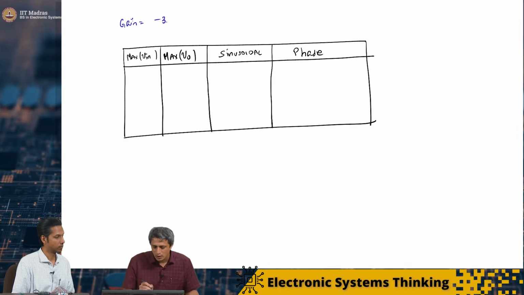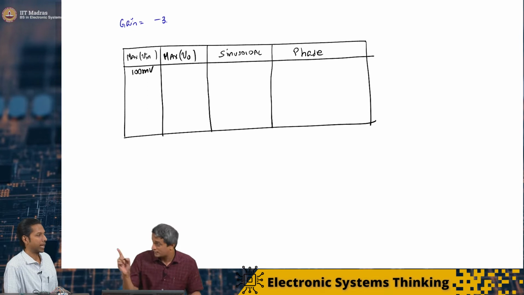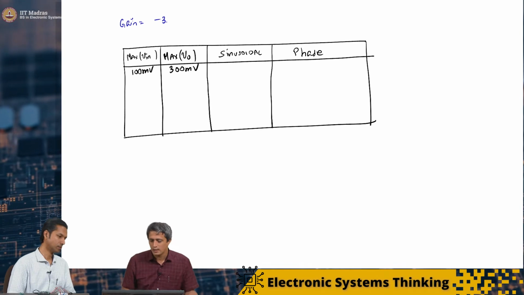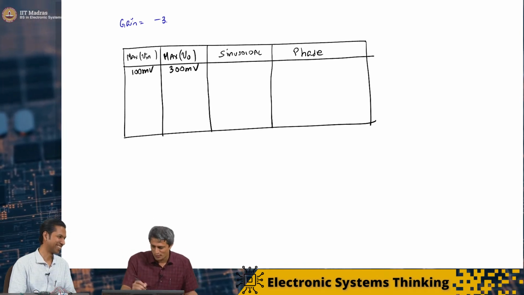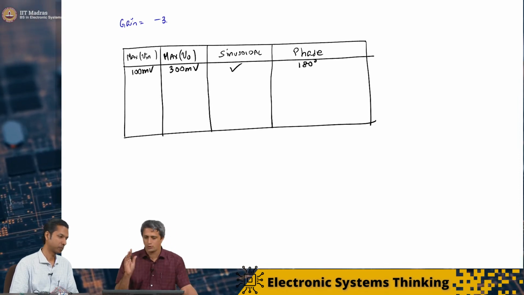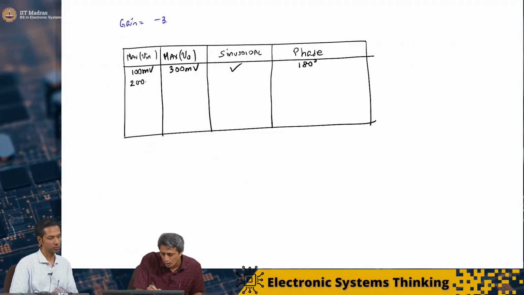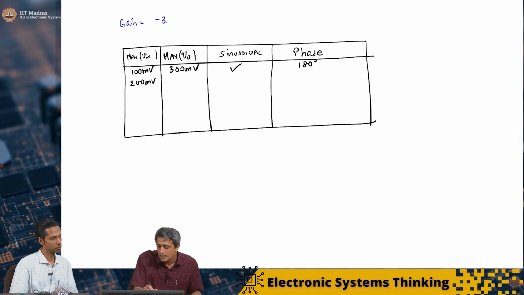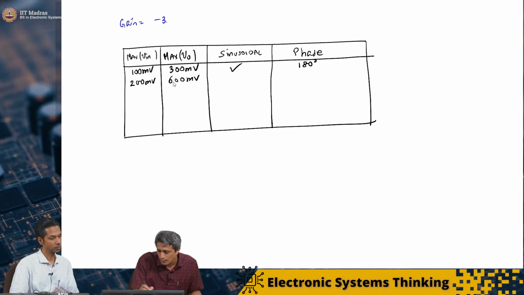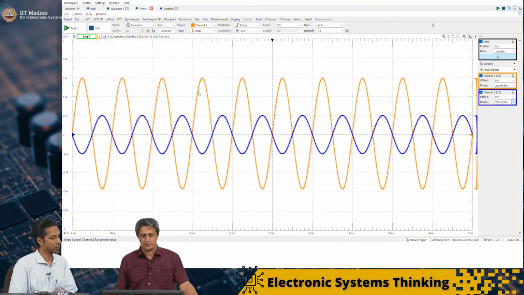So we saw earlier, if this was 100 millivolt, you had set the gain to get 300 millivolt. Sinusoidal, we can put a tick. Both of them indeed looked sinusoidal, and the phase was 180 degrees. Then we doubled the input to 200 millivolt, and we got an output of 600 millivolt. It was sinusoidal, and the phase still remains 180 degrees.